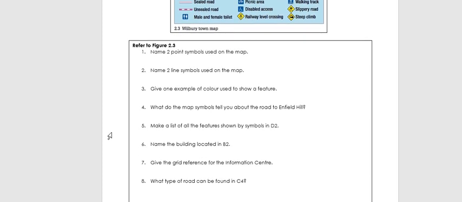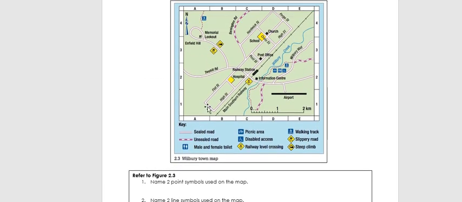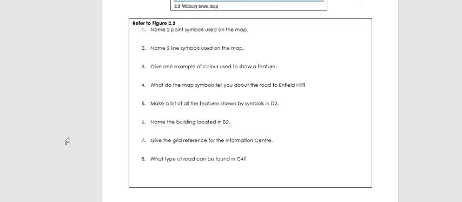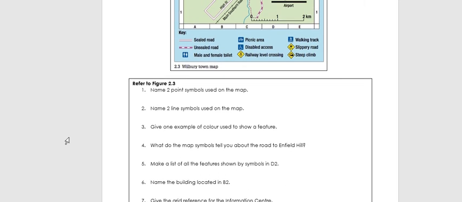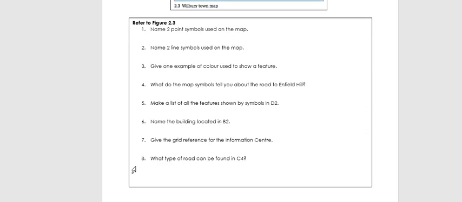Question 7 asks you to give the grid reference for the information centre. So again, we find the information centre, which is here. We go down, so we can see it's in C, and we go across. So the answer to that one would be C2. Question 8 asks what type of road can be found in C4. So again, we find C, and we find 4. And what sort of road is that? We come to our key or our legend, and we can see that the road in C4 is an unsealed road. So that's just some of the basic things about map symbols and the alphanumeric system.